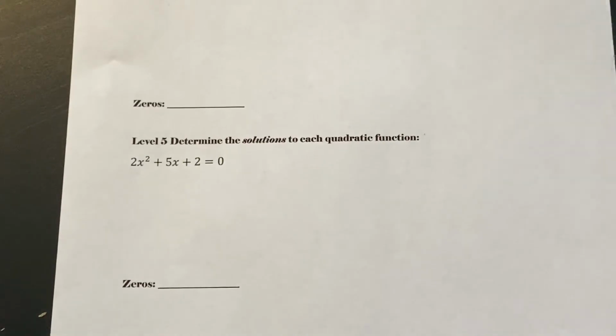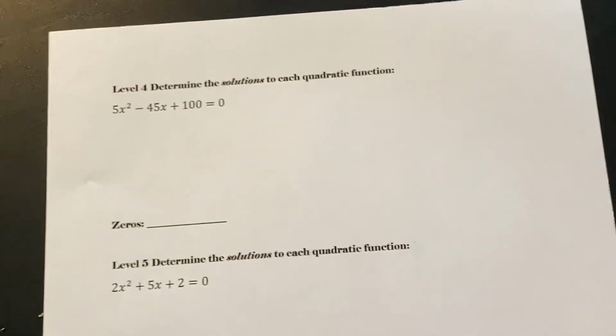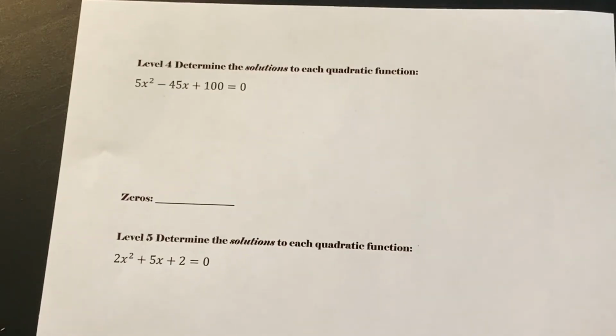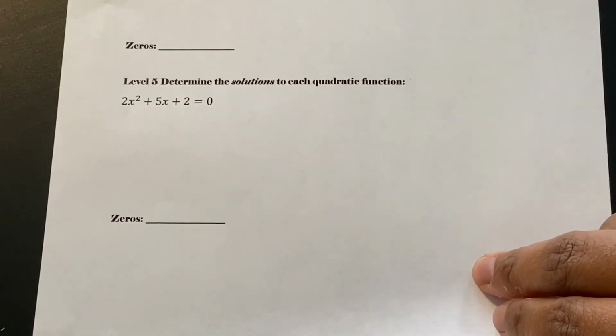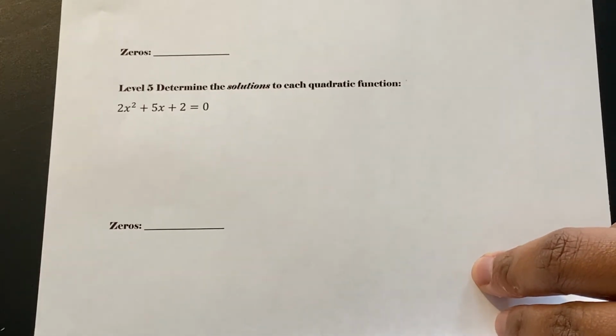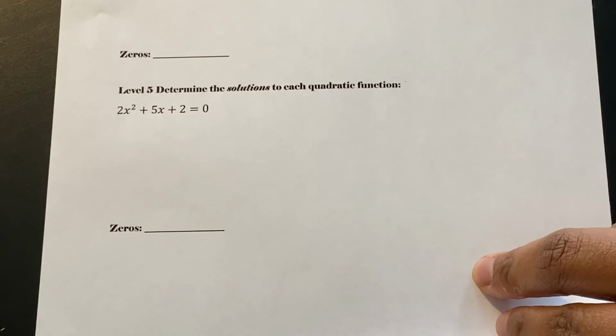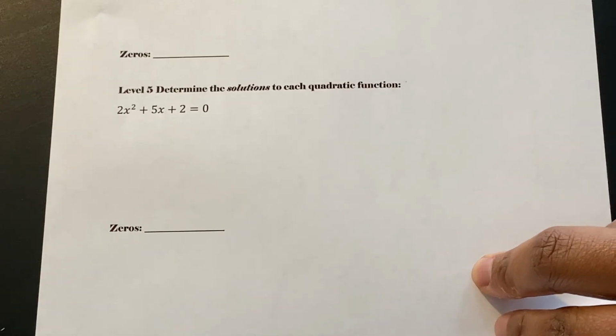Level 4, find the solutions where you have to take out a GCF first and then use the a equals 1 method. Level 5, you cannot make the a term 1, so you must use the grouping method. We have multiple videos on each of these methods, and we've also done practice multiple times. You can use any of your notes, you can use any of the videos to complete this practice.